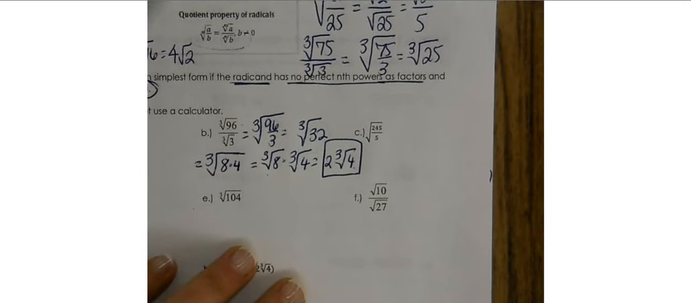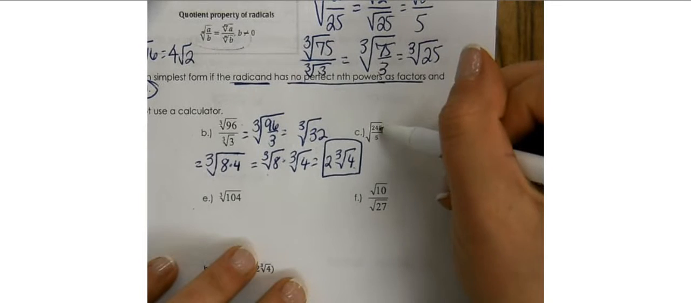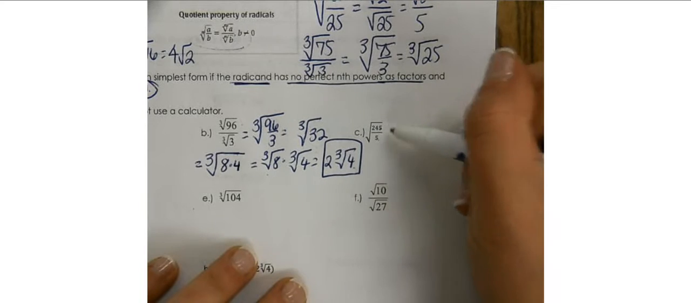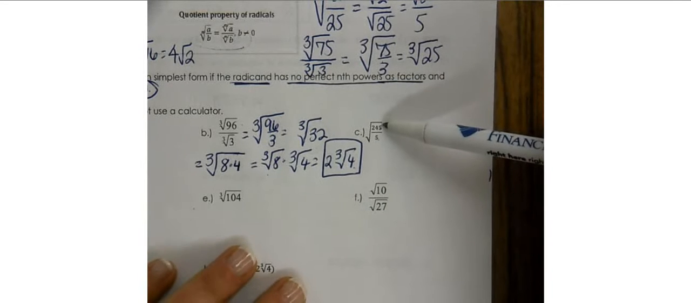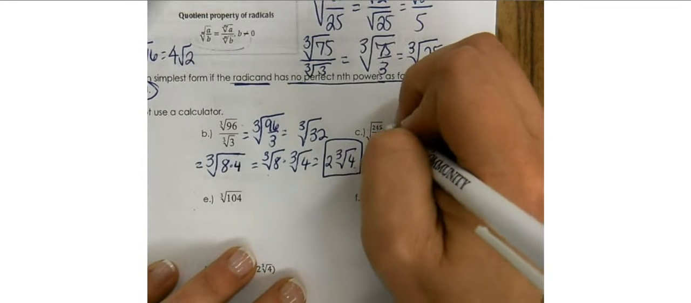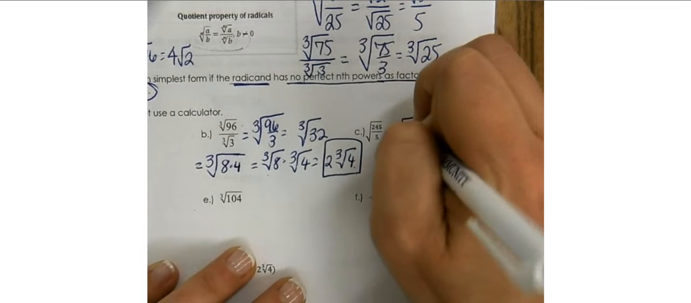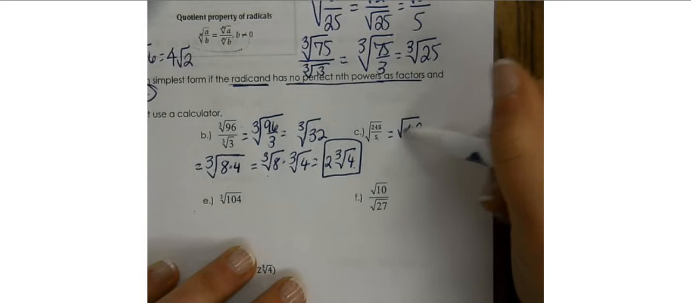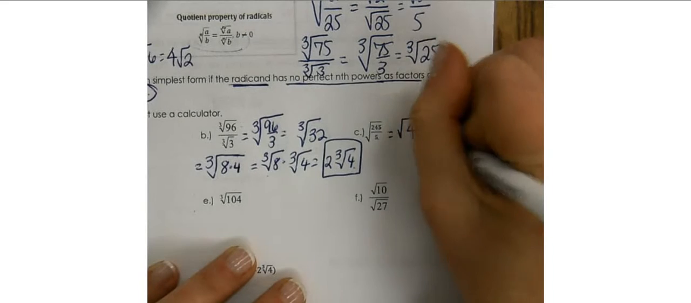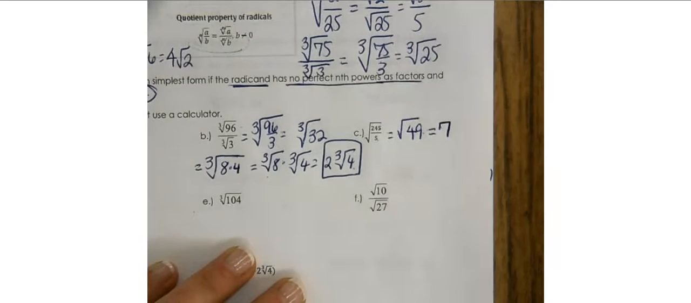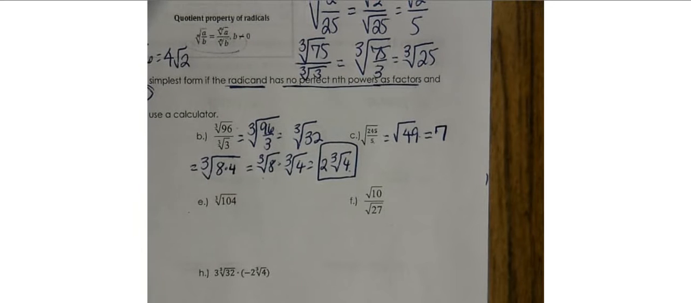Looking at letter C, we have 245 divided by 5, and we're taking the square root of it. Fortunately, 5 can go into 245, and that is equal to 49. So I'm going to take the square root of 49, and that is equal to 7. Some of you might be asking yourself, when do I use the plus or minus? Plus or minus is only used whenever we're solving equations. So we would not have a plus or minus if we're taking an even root unless we are solving an equation. And in this case, we are not.